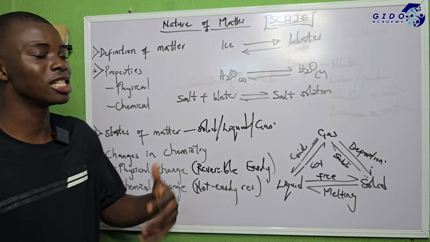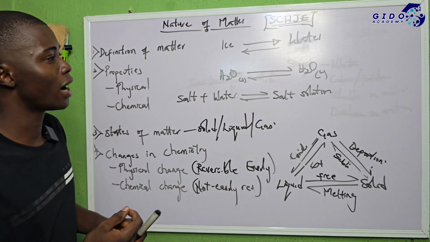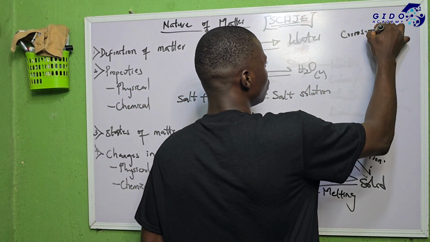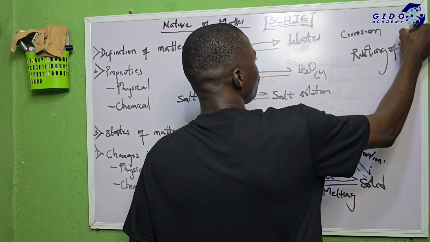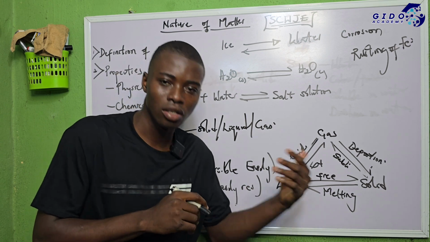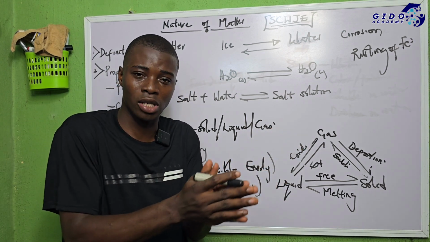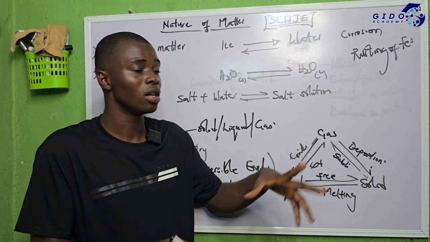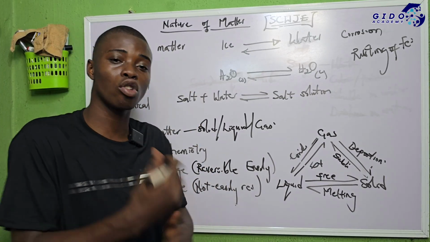But if you can't get it back, it is called a chemical change. For example, rotting of iron, like corrosion. I've explained what corrosion means in our previous video, which is rusting of iron. Now, if you have a rusted iron, is it possible for that iron to go back to the original state? No. Even if you add air and water to iron, it is not possible for it to become the original iron again. It will even rust more.